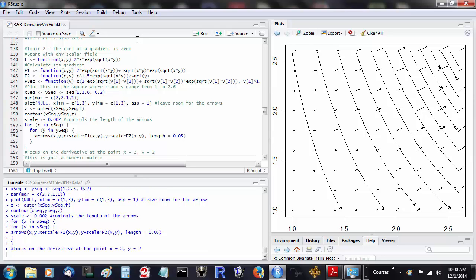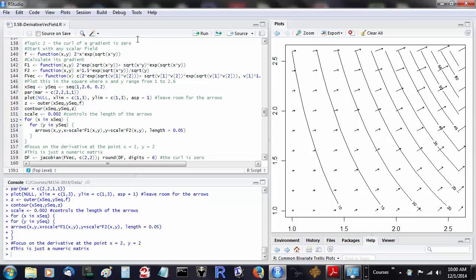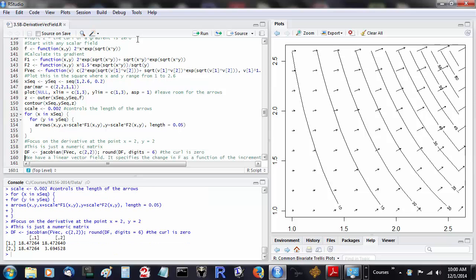So that's our vector field, but we want to look at its derivative. So we take the Jacobian matrix, round it off, and we get some weird mess.